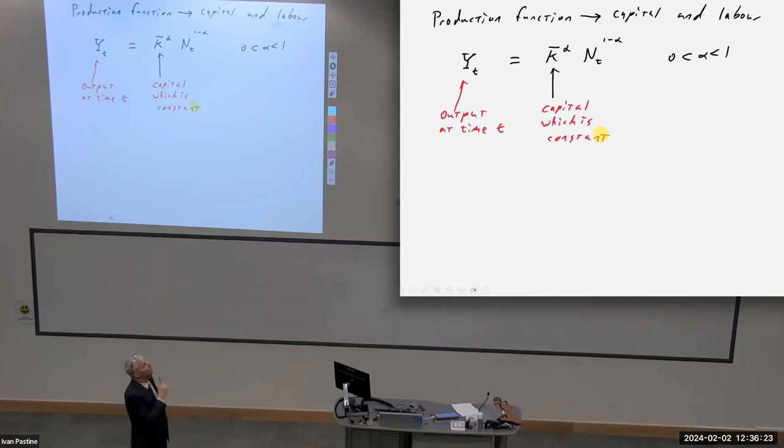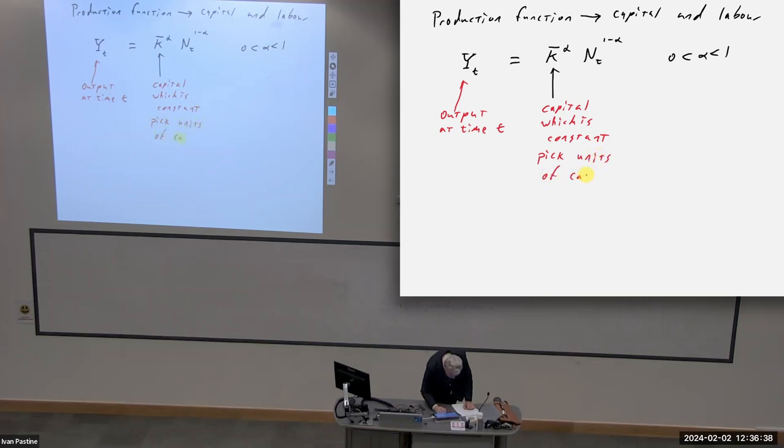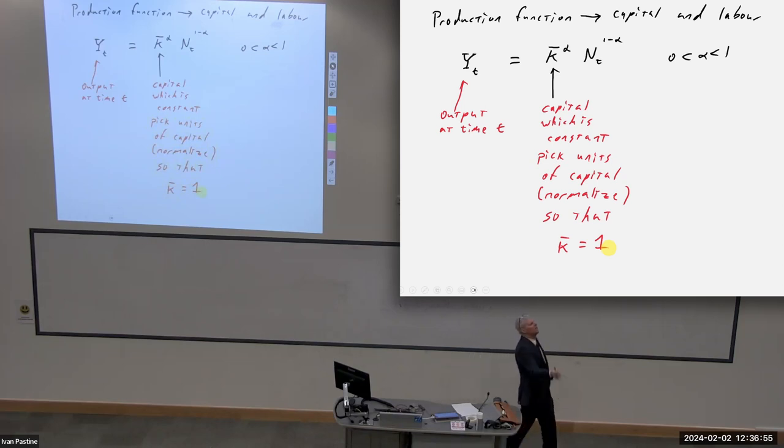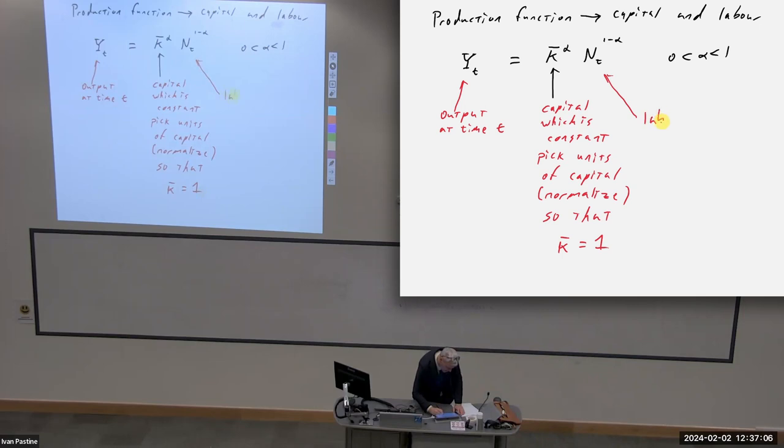So we're going to tell the simplest one we can, and we're going to have capital be constant. And just to make our life easy, we're going to pick units, this is called normalization, so that K bar is equal to 1. Because one will just disappear, and that's gorgeous, right? We don't want this whole thing floating around. Okay. N_t is labor, so the amount of laborers that we have working on this thing. And alpha is a parameter.